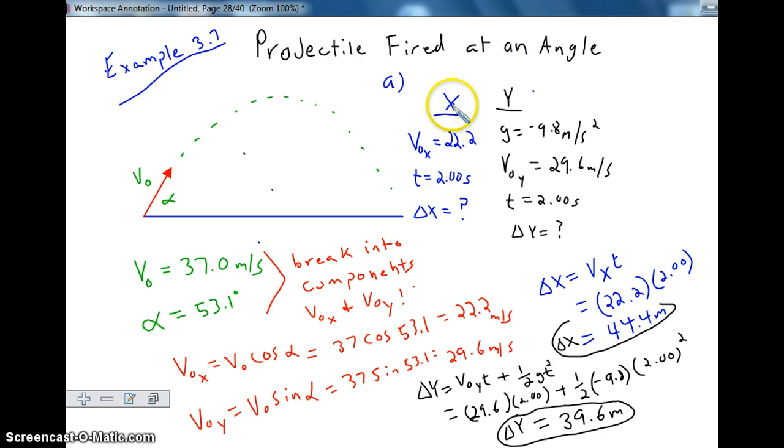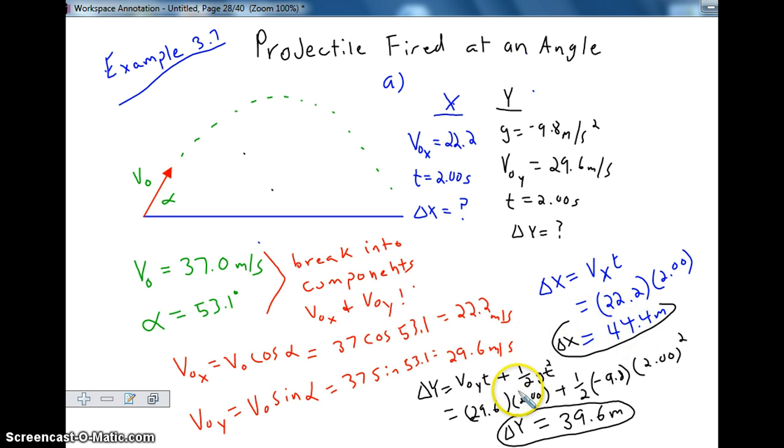Alright, so we could do what we've been doing with horizontal problems: list all my givens on the x-axis, list all my givens on the y-axis, and find its position as part A asks. There's really only one equation we got on the x because it's constant. So we pop in 22.2, which we got from over here, times the 2 seconds it's asking me about, and at 2 seconds we have a horizontal position of about 44.4 meters.